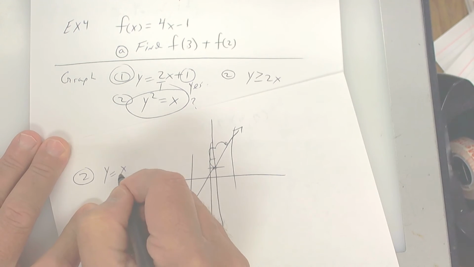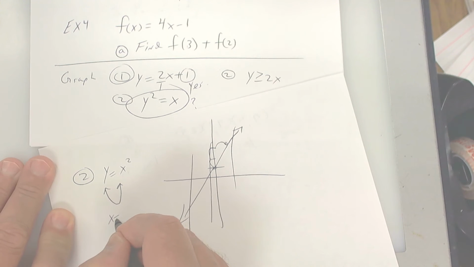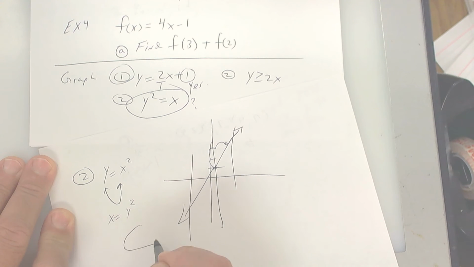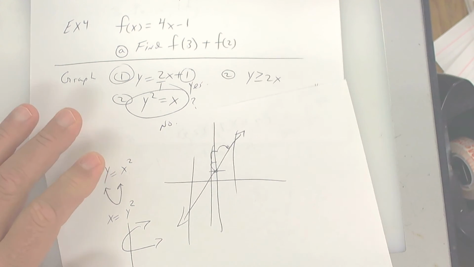Usually we see y equals x squared. Y equals x squared looks like this. But x equals y squared is a sideways like this. So that one is going to be a no. You just got to memorize that one. This one right here, let's graph it.